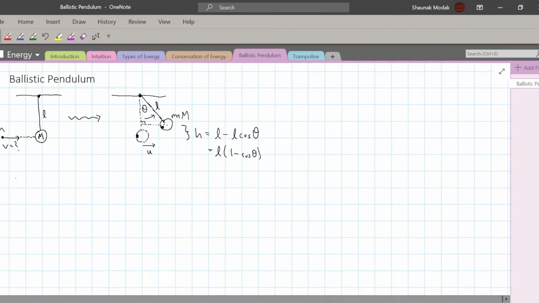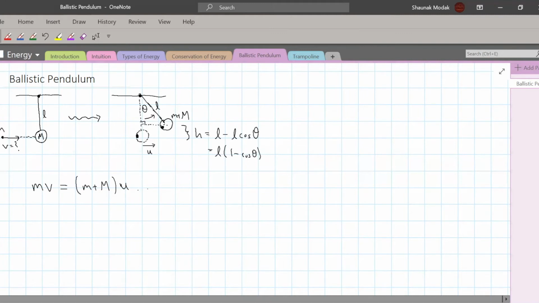The first step is to use conservation of momentum to describe that initial collision. Conservation of momentum tells us that the initial momentum, which is just little m times v, is the same as the final momentum, which is given by the final mass, the sum of the bob plus the projectile, times the final velocity of that object, which we are calling u.